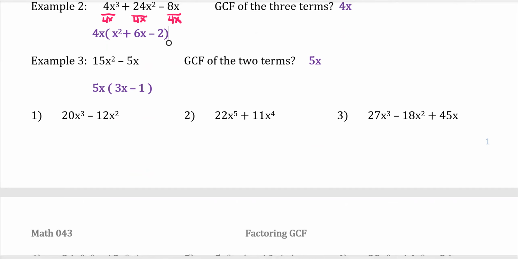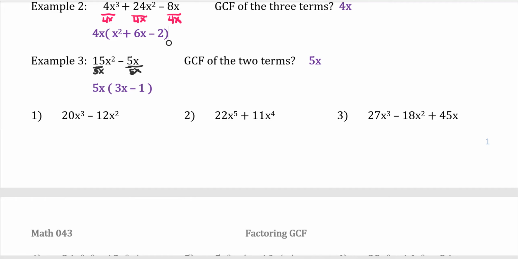Example 3, 15x squared minus 5x. The largest number that divides into 15 and 5 evenly is 5. They both share the variable x. The greatest common factor will be the variable with the smallest exponent. So your greatest common factor is 5x. And divide each term by 5x. And the other factor will be what is in parentheses.